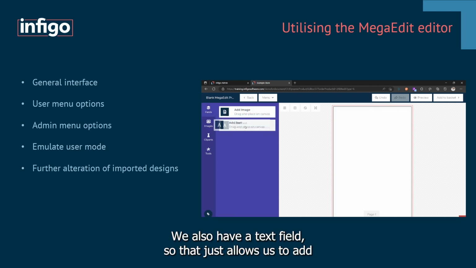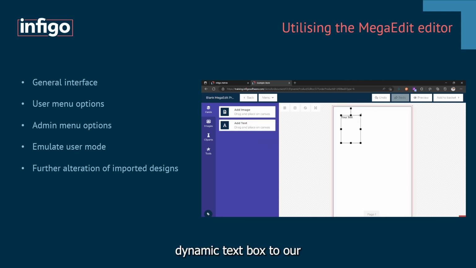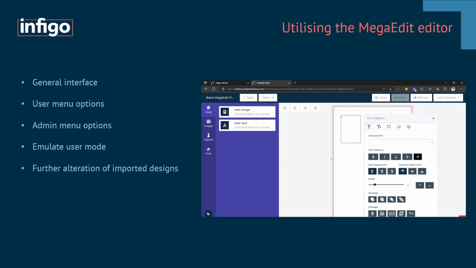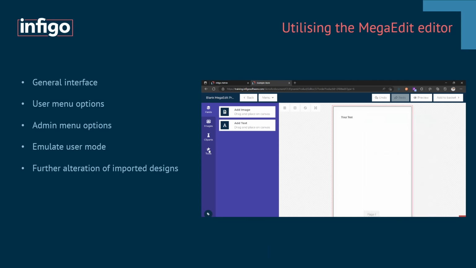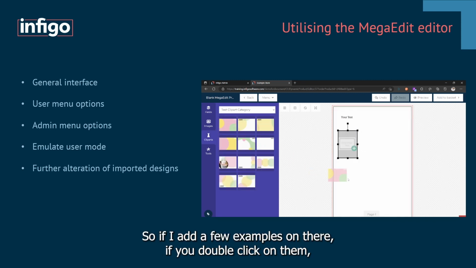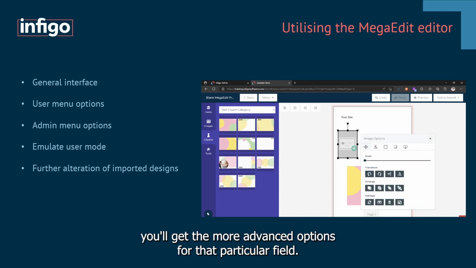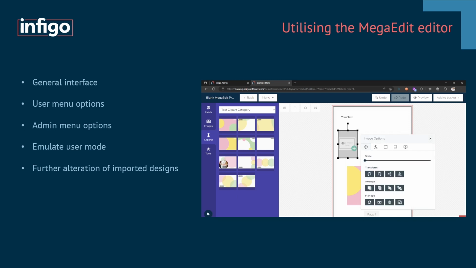We also have a text field. That just allows us to add a dynamic text box to our canvas. And with any of these fields, if I add a few examples on there, if you double click on them, you'll get the more advanced options for that particular field.